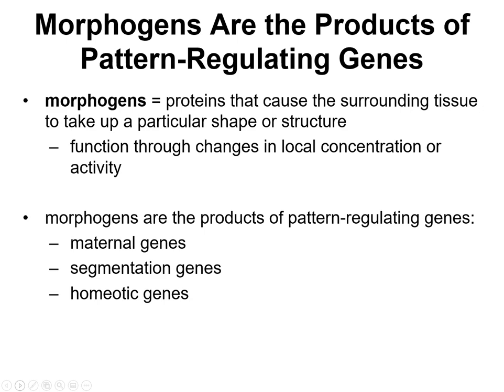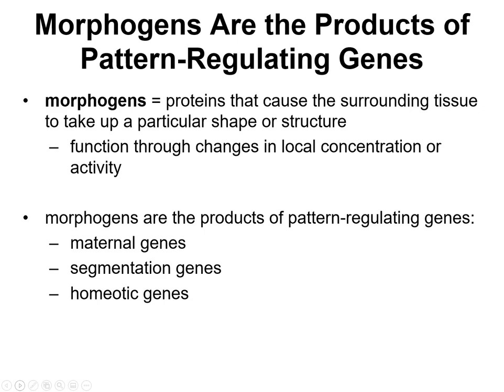Within those cells, we're going to have all of these mRNAs and proteins. And the proteins that cause the surrounding tissue to take a particular shape or structure is called a morphogen. And these function through changes in local concentration or activity. So you can imagine having a concentration of a protein on one end that's supposed to be the head, and then as you get closer and closer to the tail, you don't see that protein anymore. Morphogens are the products of pattern regulating genes. So we've got maternal genes, segmentation genes, and homeotic genes.